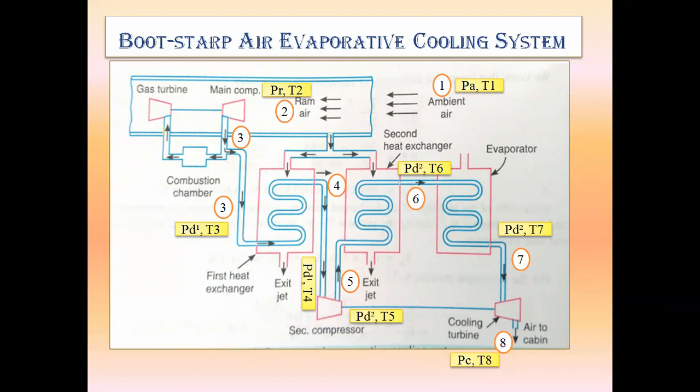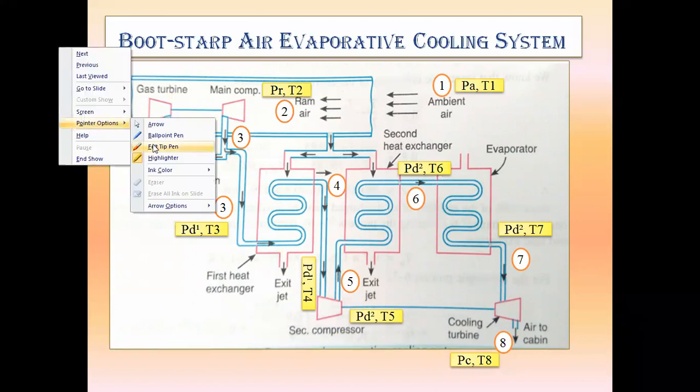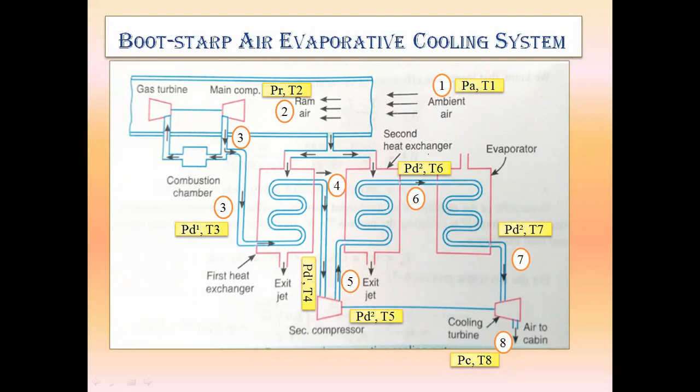In a similar fashion, the bootstrap system will be modified again, called a bootstrap air evaporative cooling system. So what exactly is done in that bootstrap air evaporative cooling system? Here there will be the addition of an evaporator, and that evaporator will be added in between the second heat exchanger and the cooling turbine. So if you remove this evaporator, then after its removal your system will be the same as the bootstrap air cooling system.